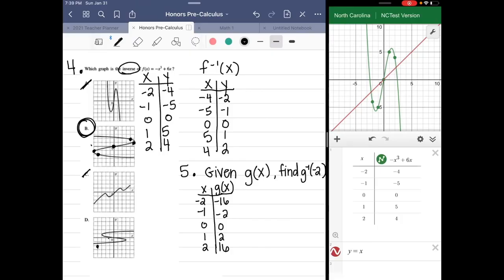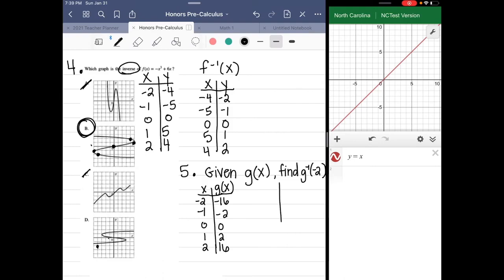All right, for number 5, given the original function g of x, find the inverse of -2. Now, this is one of those things that is super easy, but I find that students make very simple mistakes when it comes to this. So let me remind you that when you're looking at the original, remember we flip the x and the y. So when you're looking at your inverse, you're actually looking at the y value being input into the inverse of the original.